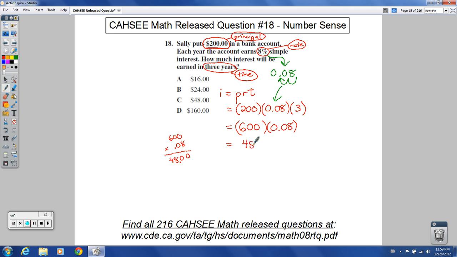So I could write it like that, but since I'm talking about money, I'll add the cents in there as well. $48 would be my final answer for this one. So choice C. Don't forget this equation. This equation is vital. You're going to have to know that equation for the CAHSEE to be successful on a simple interest problem like this.